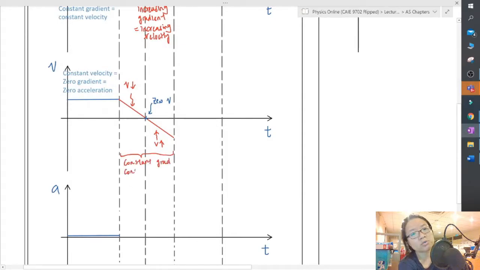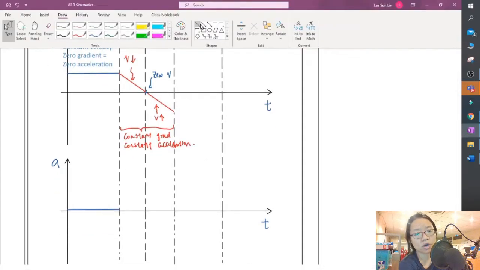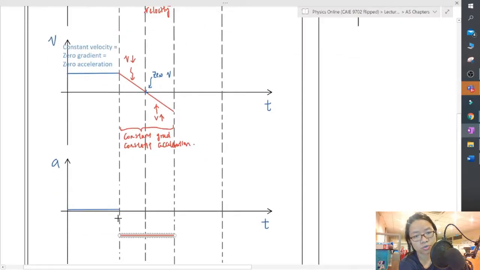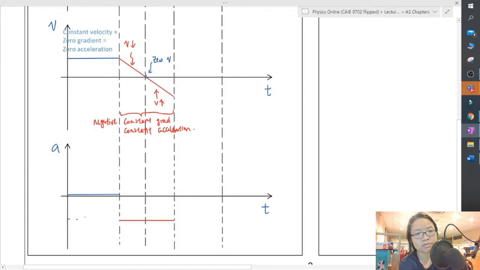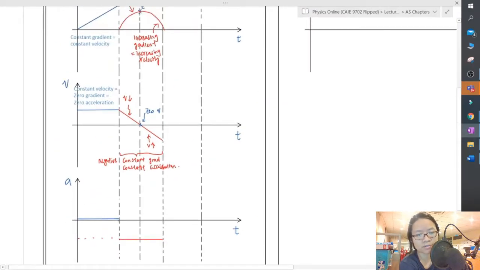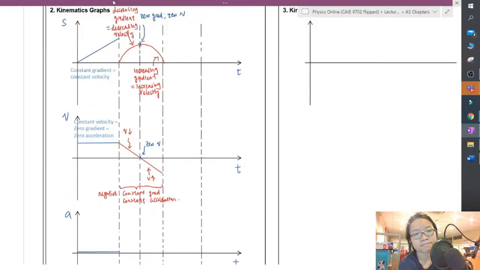So from here, you will notice that there's a constant gradient. This means that there's a constant acceleration, and you will get maybe something like this because this is a negative gradient. So, negative constant gradient, negative constant acceleration.